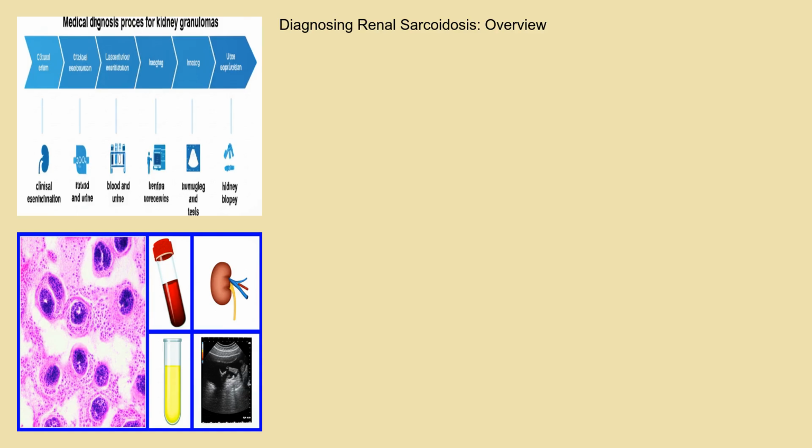Diagnosing renal sarcoidosis requires a combination of clinical evaluation, laboratory tests, and imaging studies. Blood tests can reveal elevated calcium levels, hypercalcemia, abnormal kidney function, elevated creatinine and BUN, and potentially elevated levels of angiotensin-converting enzyme, ACE, although this is not specific to renal sarcoidosis. Urinalysis may show proteinuria, protein in the urine. Imaging studies such as ultrasound, CT scans, or MRI can help visualize kidney abnormalities.